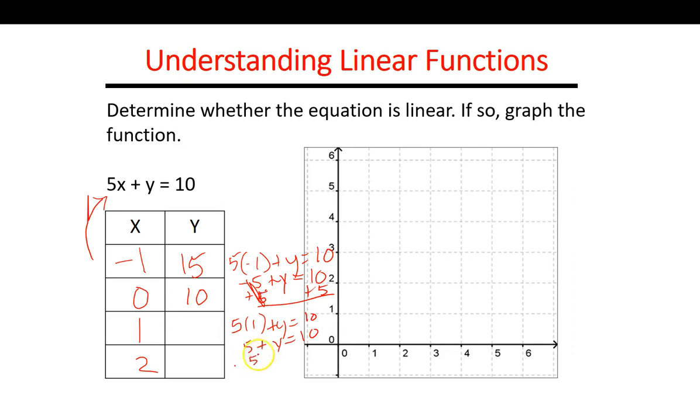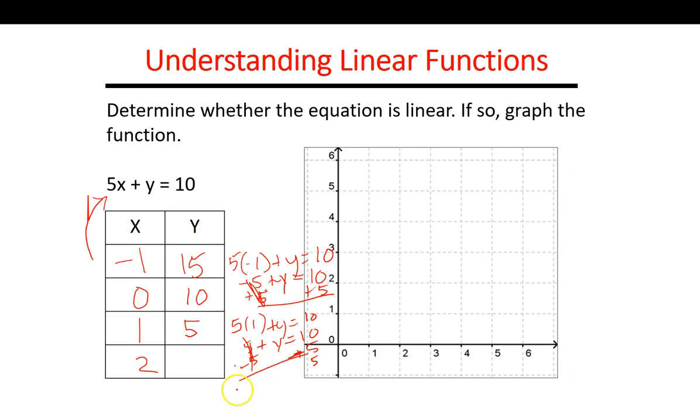And now I'm going to subtract 5 from both sides to solve for y. So these 5's cancel out. Y is equal to 10 minus 5, which is 5. So when x is 1, y is 5.